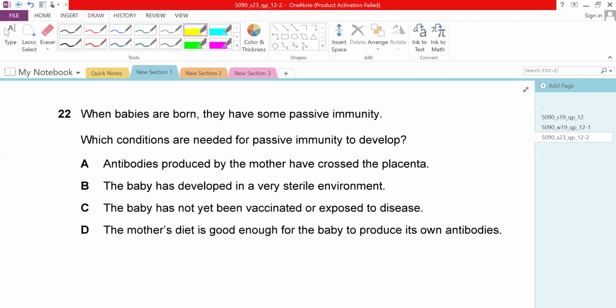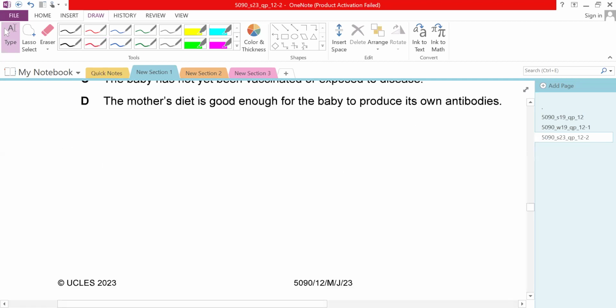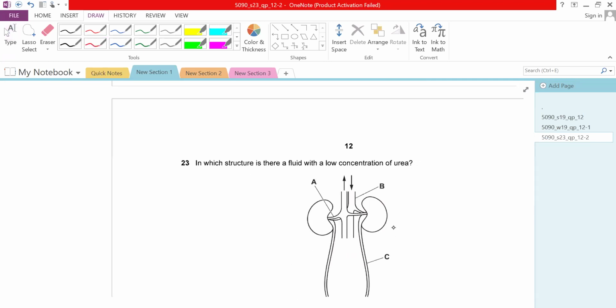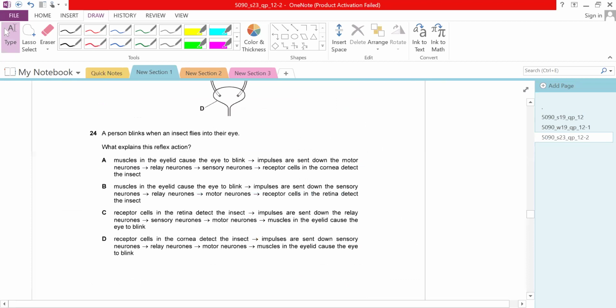Which condition is needed to develop the passive immunity? The correct option is that the antibodies produced by mother have crossed the placenta. So this develops the passive immunity in a baby. Question 23.